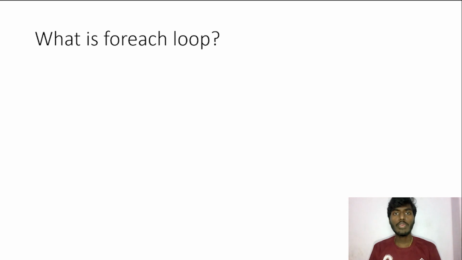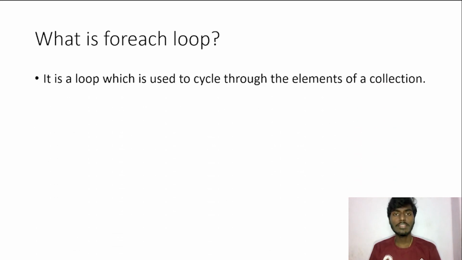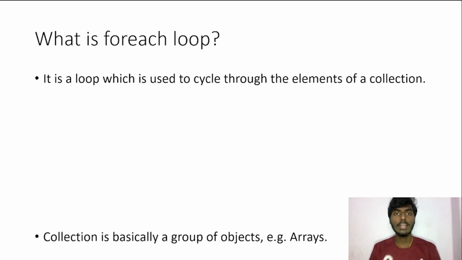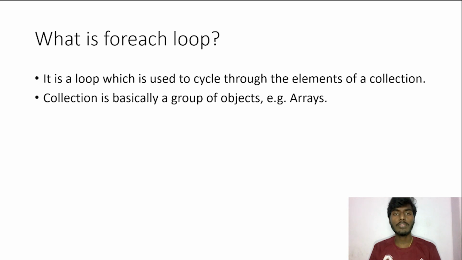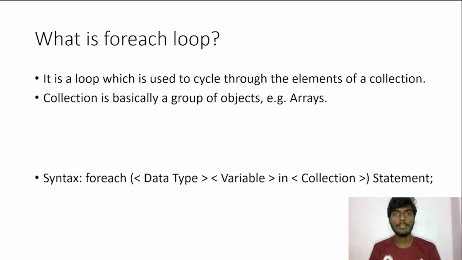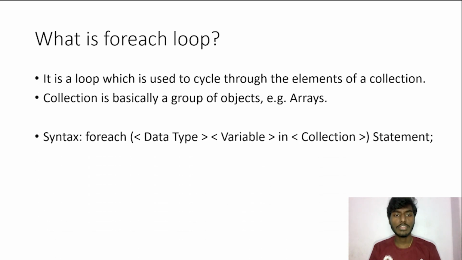Hello everyone, now we are going to see the topic for each loop. So what is a for each loop? It is a loop through which we can traverse all the elements present in a particular collection. A collection is just a group of objects, for example an array. Here is the syntax for the for each loop.